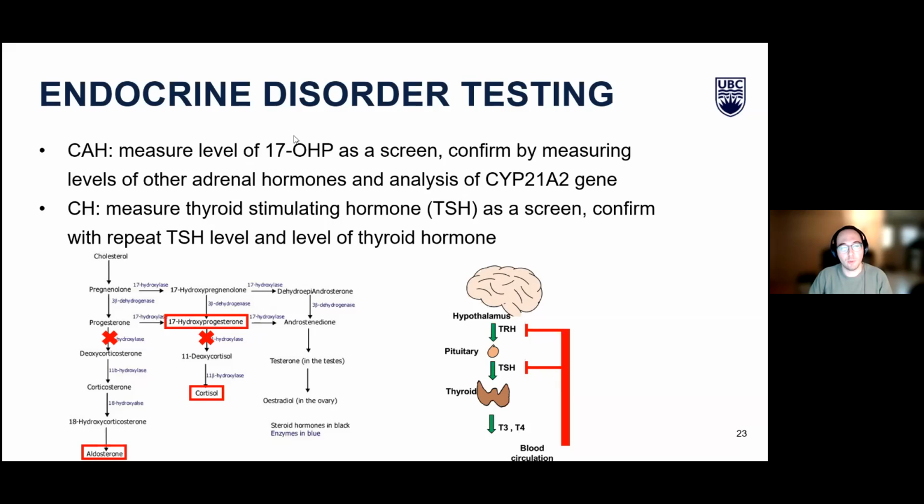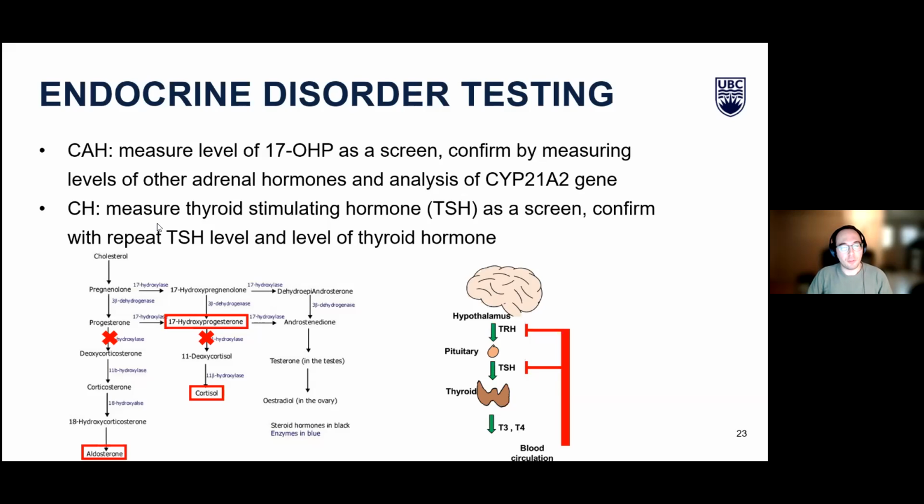So we can measure the level of that molecule as our screen. In this condition, we would expect this to be high. If we get a positive screen by seeing this as being high, then we can move on to diagnostic testing to confirm this. And this is done by measuring the levels of other adrenal hormones, such as aldosterone and cortisol. We can also analyze a specific gene. I know this just looks like a long string of letters and numbers. The CYP21A2 gene is what's involved in this condition. So we can analyze that to confirm the diagnosis.